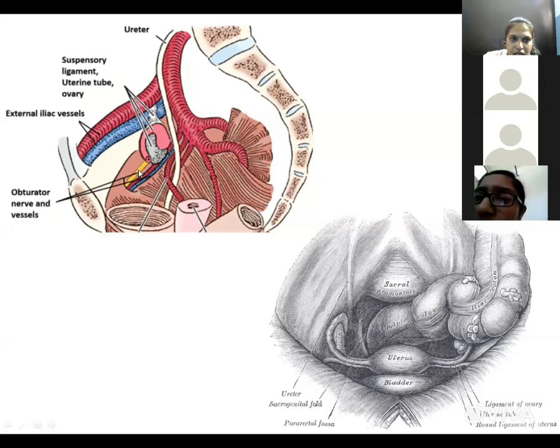And inferiorly, this is the obturator artery, vein and nerve. Actually, the red color is not shown in this display, but it is there. These are the obturator vessels inferiorly. So superiorly there is the external iliac artery, posteriorly the ureter and internal iliac artery, inferiorly the obturator vessels and nerves. Okay, the superior, posterior and inferior boundaries.